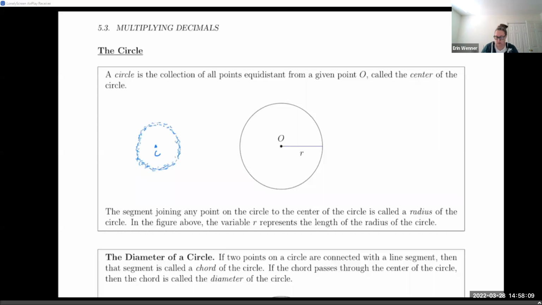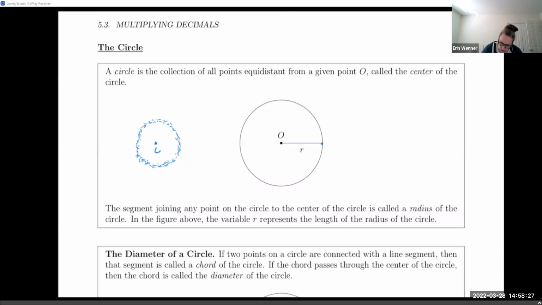When you're looking at this circle on the right, you're like, Erin, that's a solid line. What are you talking about? But if we were to zoom in, it's all these little points that are right up next to each other. So any segment joining any point on the circle to the center of the circle is called the radius. So this is a point on the circle. This is the segment joining it to the middle, and that's the radius.